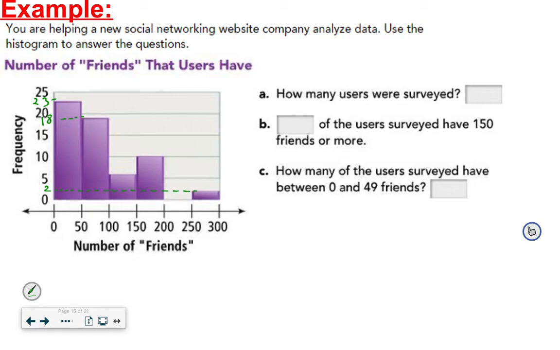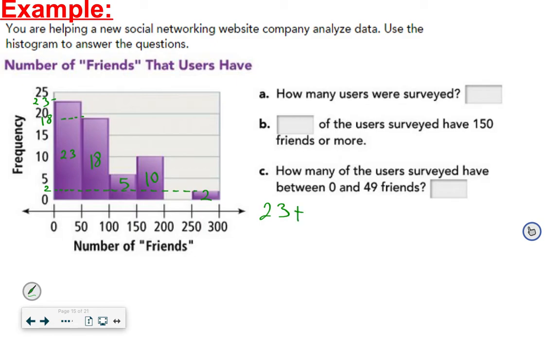How many users were surveyed? To be able to understand that, you need to look at each bar. In the first bar, there are going to be 23 people surveyed. In the second bar, there are going to be 18 people. The next is 5. There are going to be 10 people surveyed, and this is going to be 2. If you add them up, you are going to understand how many users were surveyed.